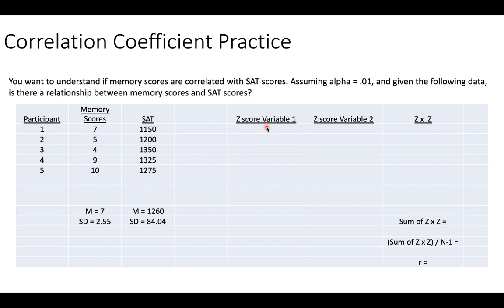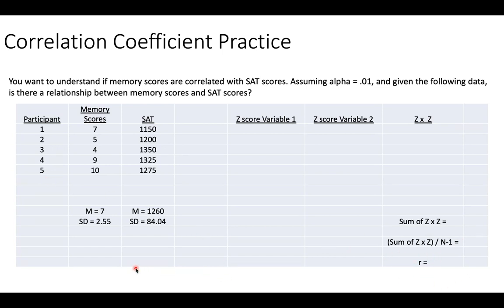You're going to find the Z-score for all 5 people for memory. You're going to find the Z-score for all 5 people for SAT. You're going to multiply those Z-scores to find a Z product. You're going to sum them. Then you're going to divide by n minus 1, so 5 minus 1, to get our R coefficient.